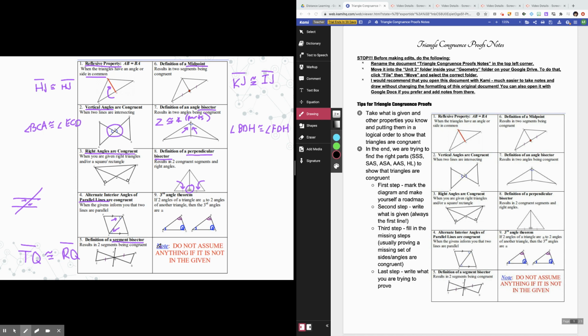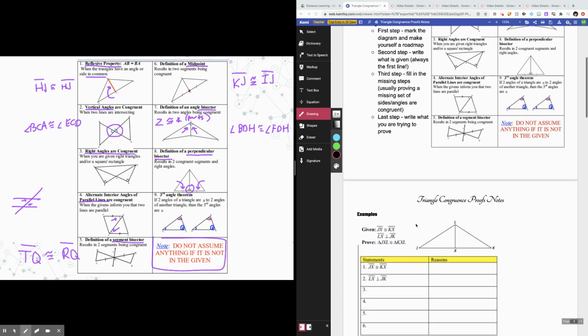One last thing I want to make sure that I tell you before I go and do some actual proofs for you, which is where I think you can see a lot of the process a lot easier when you see a couple of proofs just written out, is this note that I put for you right here. Do not assume anything if it's not given, meaning given in the diagram or given in the actual phrases that they tell you, right? So just because two sides look congruent does not mean that they are congruent. You have to be able to justify every single thing that you say is congruent, okay?